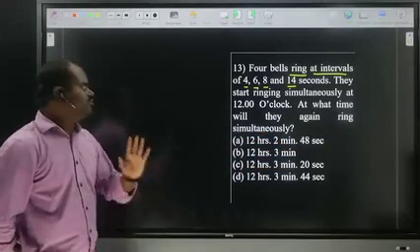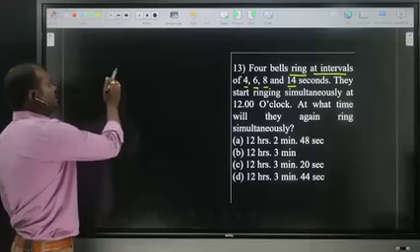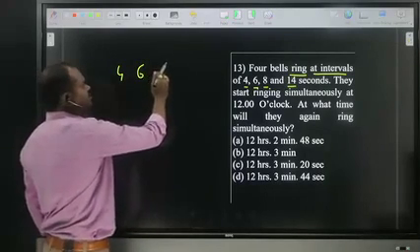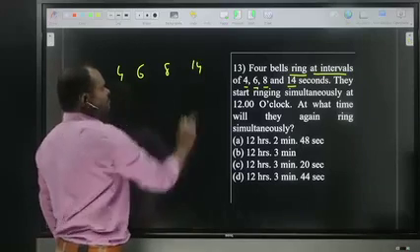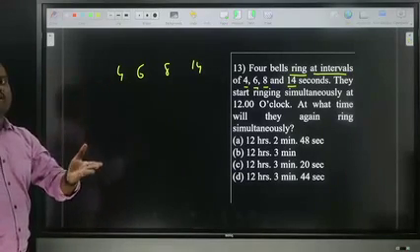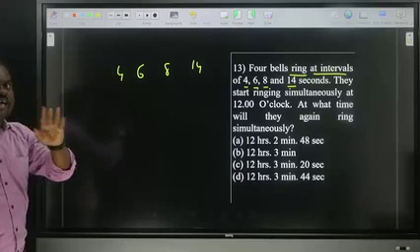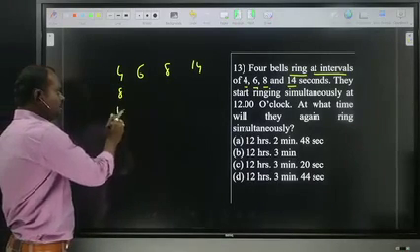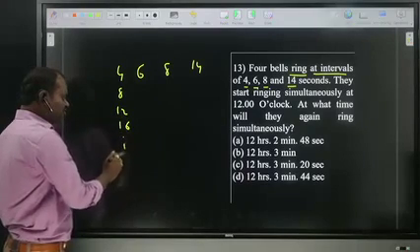Here, 4 bells are there. The first bell rings every 4 seconds, the second every 6 seconds, the next every 8, and the next every 14. That means the first bell rings at the 4th second, then the 8th second, the 12th, 16th, and it continues in such a way.